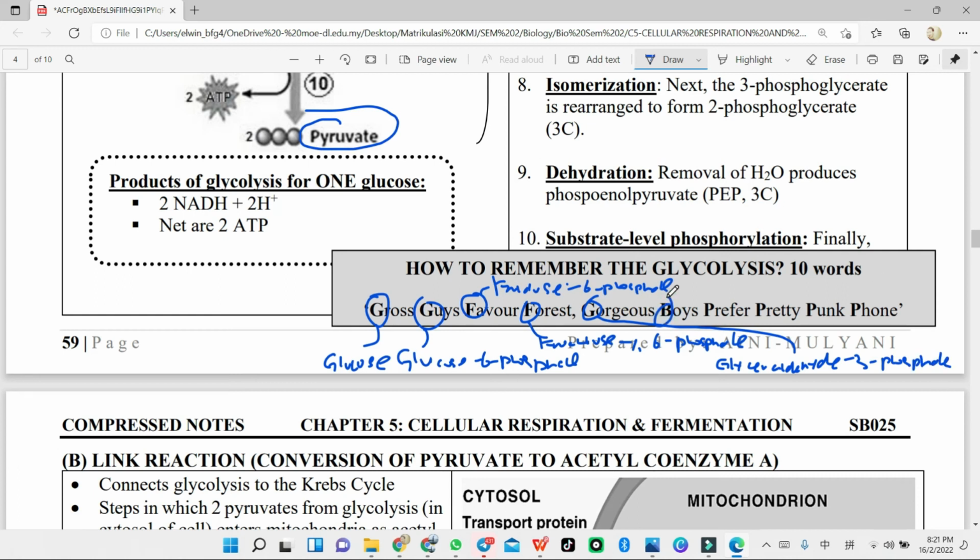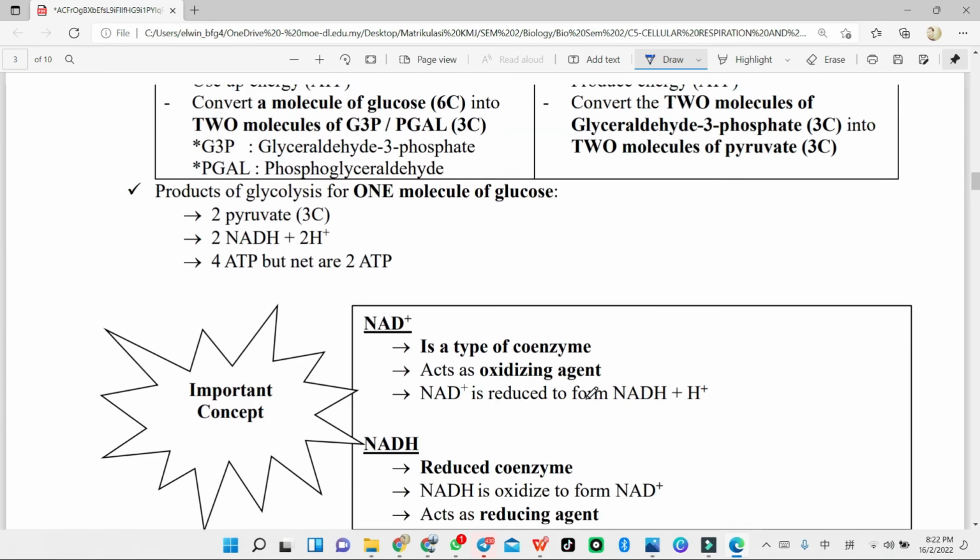And the B will be 1,3-bisphosphoglycerate. And the P is the 3-phosphoglycerate, and this next P will refer to the 2-phosphoglycerate because it undergoes isomerization. Number 3 becomes carbon number 2. And another P is called phosphoenolpyruvate, and the last one is pyruvate. So that's all for the summary of glycolysis. So thank you.